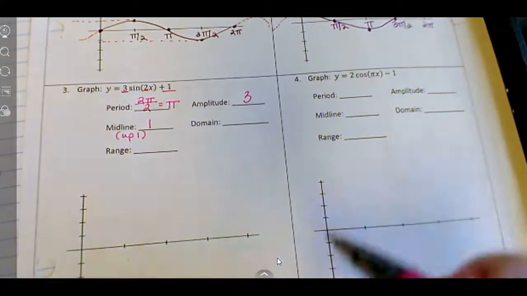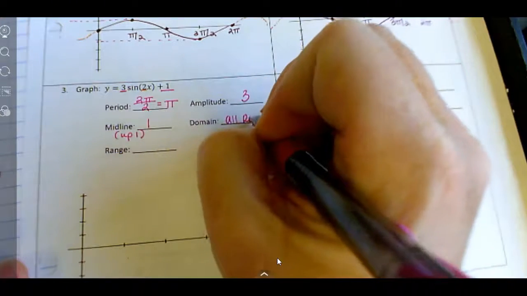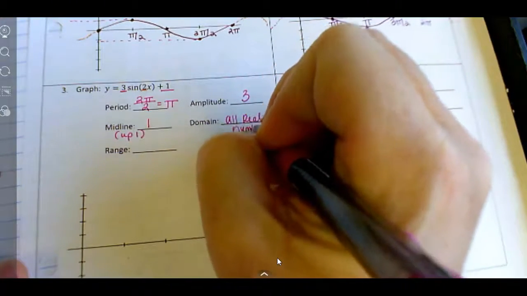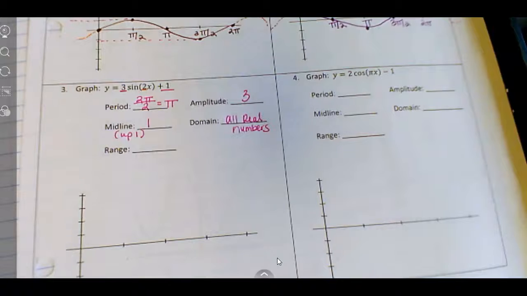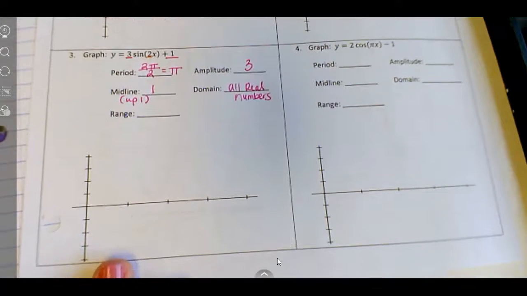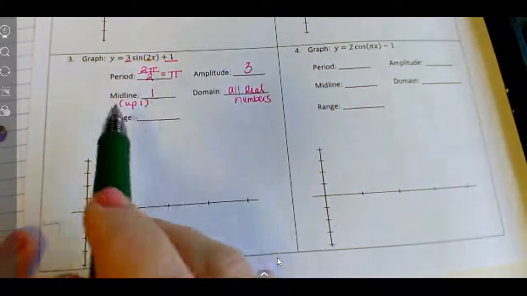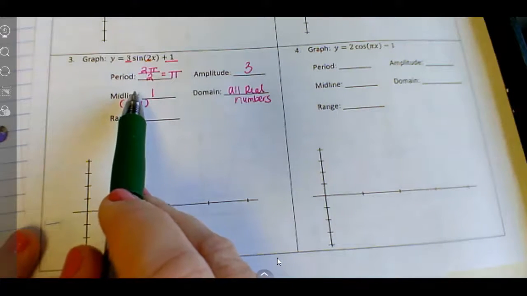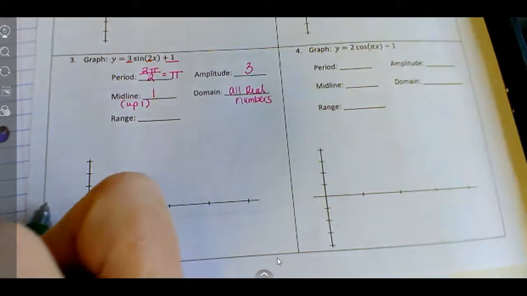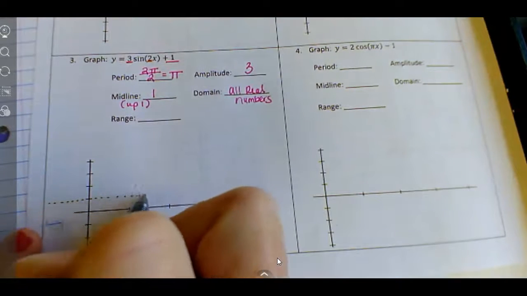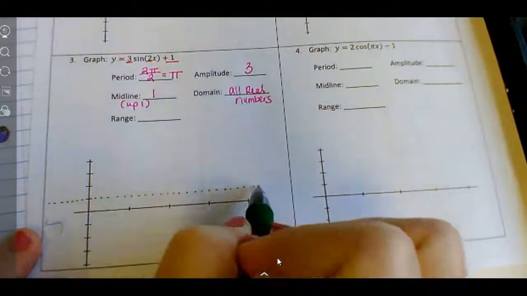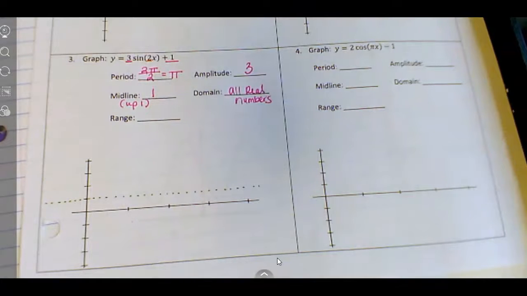Okay? The domain will always be all real numbers. And then I'll show you the range once we graph it. Okay? Remember, you can graph it in Desmos, but I want to graph it by hand just so that you have the idea of it. What you do first is you always start at the midline. Okay? The midline is at 1, and I'm going to draw a horizontal dotted line at 1, because what that means is that's the middle of the graph now. The middle of the graph is not the x-axis anymore. The middle of the graph is the midline, which is at 1.